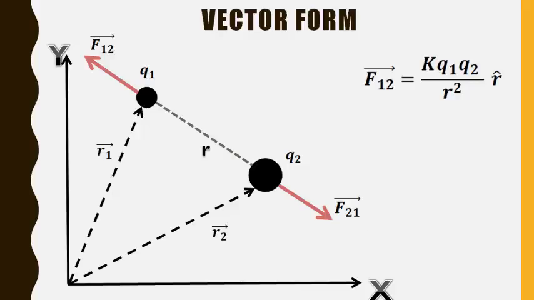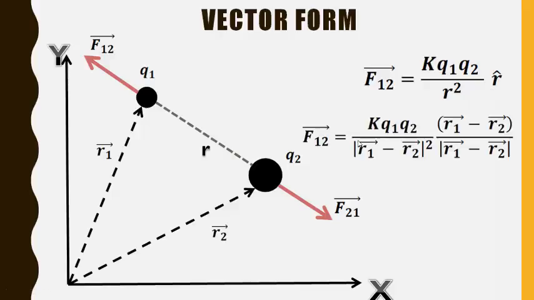Mathematically, F12 will be equal to K Q1 Q2 by R square into R cap. So, in vector form, F12 will be given by this entire term, where the first term in this equation gives the magnitude of the force exerted and the second term gives the unit vector in the direction of F12.